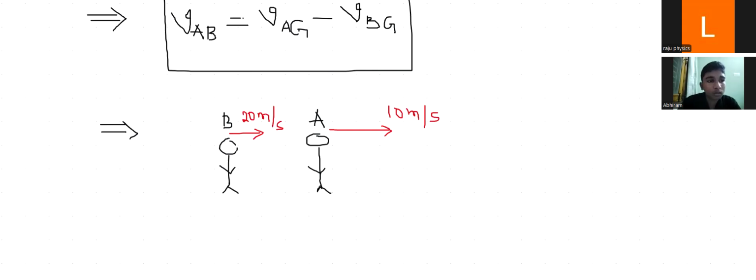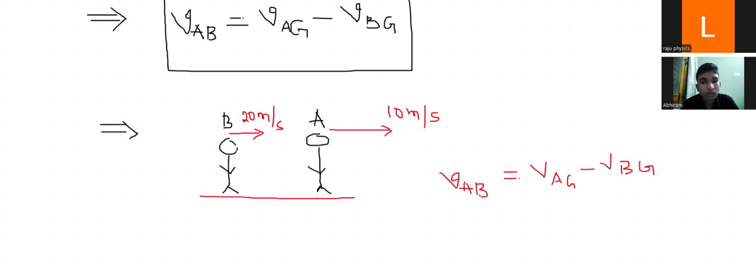Now I will ask you one question. What is the relative velocity of A with respect to B? The formula is VA minus VB, but with the individual bodies taken with respect to the ground: VA with respect to the ground, VB with respect to the ground. They are running on the ground, so now you can take individual velocities with respect to the ground.